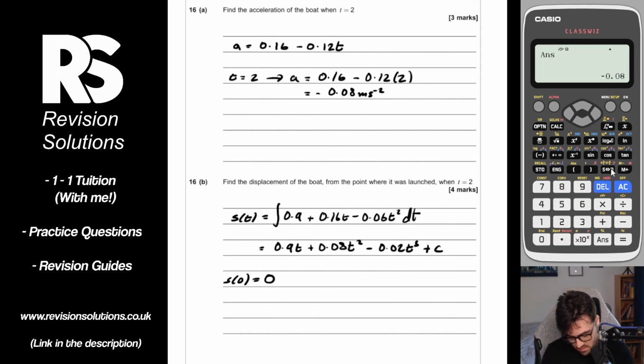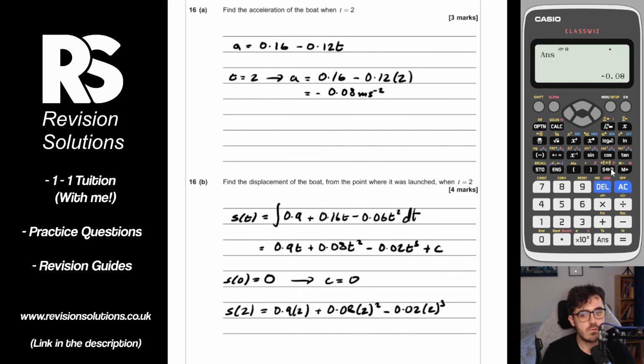That makes sense. So plugging that in, all those t's are going to cancel and you just get c equals 0. So that is our displacement function if we just get rid of the c. Then we just do s of 2. That's going to be 0.9 times 2 plus 0.08 times 2 squared minus 0.02 times 2 cubed, and then the plus c was 0 as we said before.